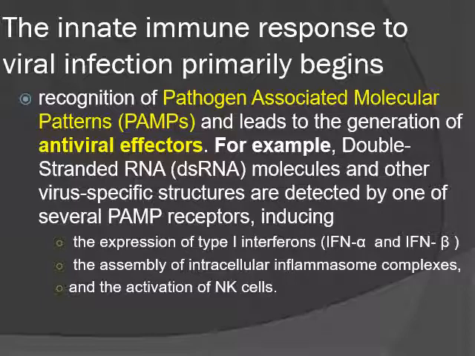Signaling through these receptors induces the expression of the most important weapon, which is interferons, interferon alpha and interferon beta. Then we will have the assembly of the intracellular inflammasome complex, and then activation of natural killer cells. So this is the important weapon that the innate immune response uses against viral infection.